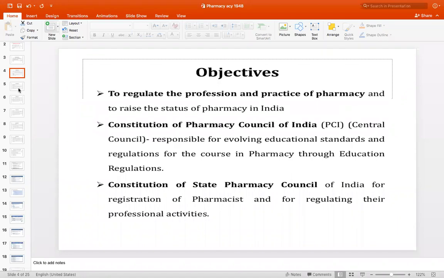The objectives are again the same: to bring the strict regulations on the profession, to reduce poor quality of service and unnecessary entry of people into the profession. And also we need registration and professional activities to be regulated. Hence this act came into picture.